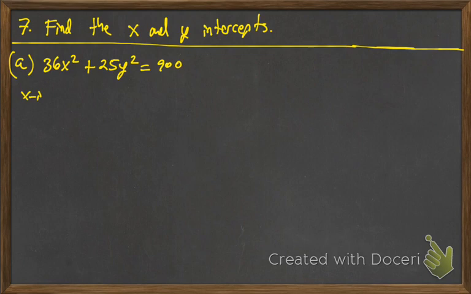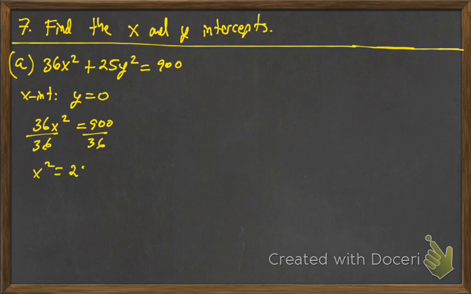900. So if we're going to find the x-intercept, that means the y is equal to 0. So that whole 25y squared, that's 0. So we got 36x squared is equal to 900. We're going to divide both sides by 36. x squared is equal to 25. To undo the square, we'll square root. Don't forget your plus or minus. So x is equal to plus or minus 5. x-intercepts are (5, 0) and (-5, 0).